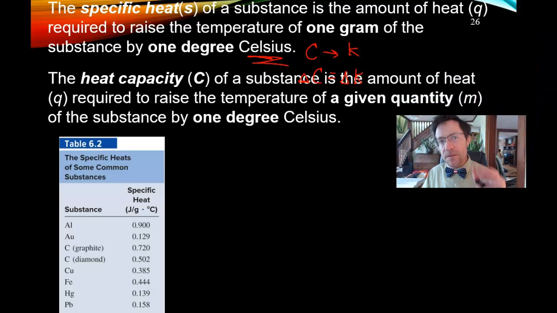Now, this is something a little bit new for you guys, but it's still the same thing as Q equals MC delta T. We have heat capacity, and this is denoted by a big letter C.